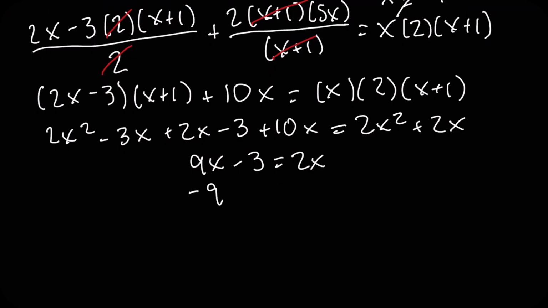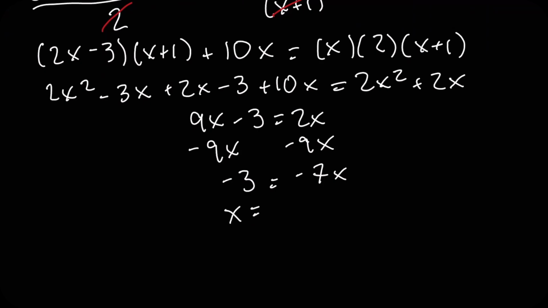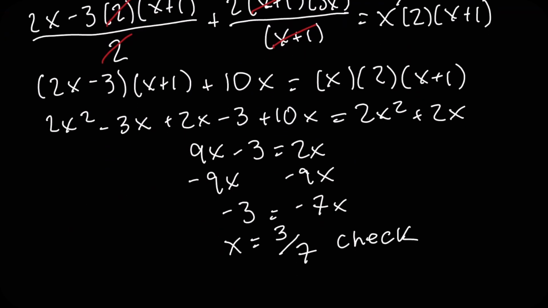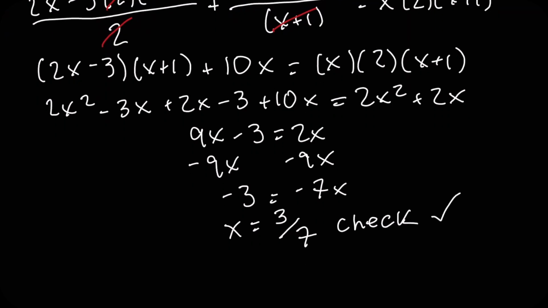So subtract your 9x, and you're left with negative 3 is equal to negative 7x, which will get you x is equal to a positive 3/7. So we're not done yet. We do need a check. Just check to make sure 3/7 is not equal to negative 1, which would make the bottoms 0, so we're actually good to go, and that'll be our solution. x is equal to 3/7.